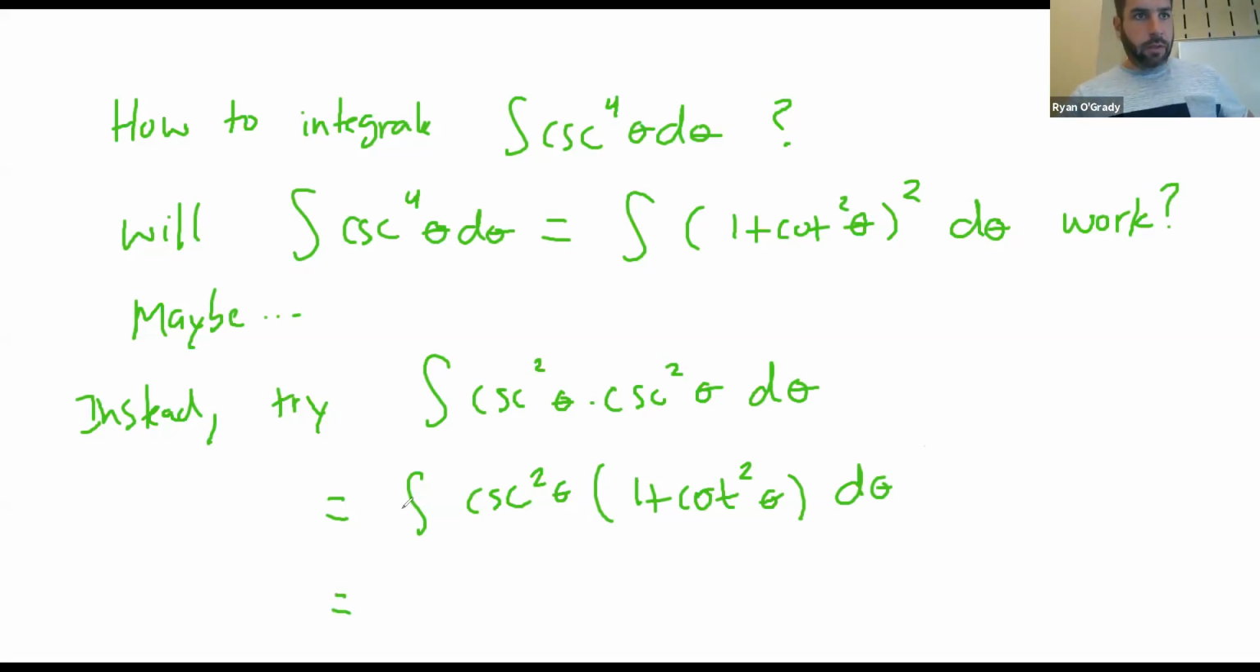Well, if I distribute this cosecant squared, I'm left with the integral of cosecant squared plus the, well, I guess I should put my d theta in here. So I'm going to distribute this cosecant squared, and when I do that, I'm left with this.